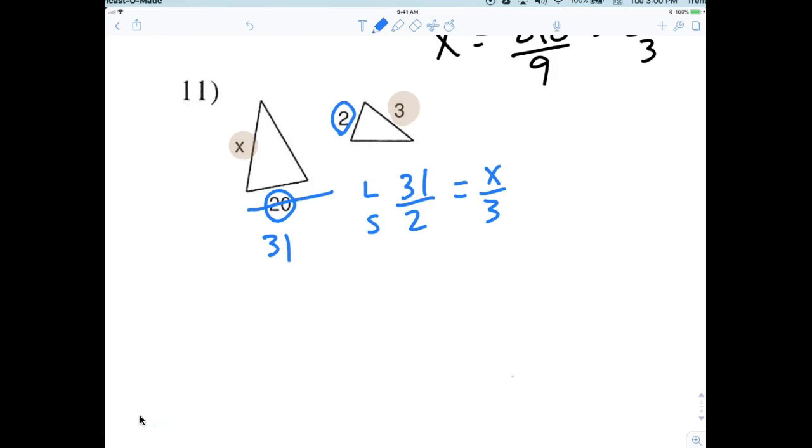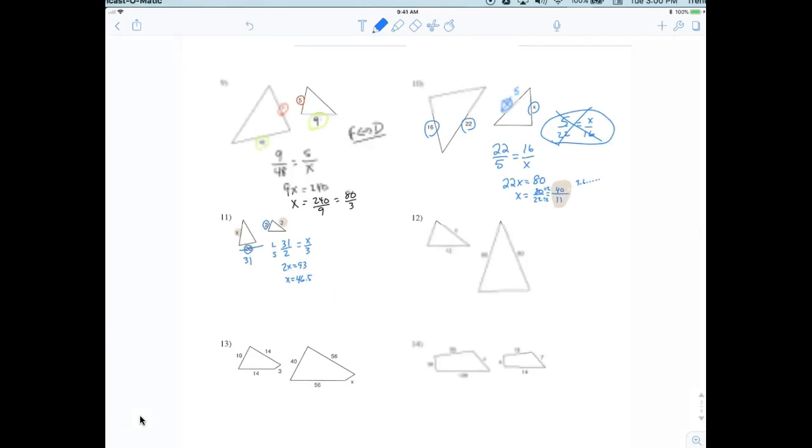So now when we cross multiply and divide, what do we get? 93. 2x equals 93, so divided by 2, which is 46.5. So he said 46.5. Is everybody happy with that explanation? Yes. Okay, listen up now.